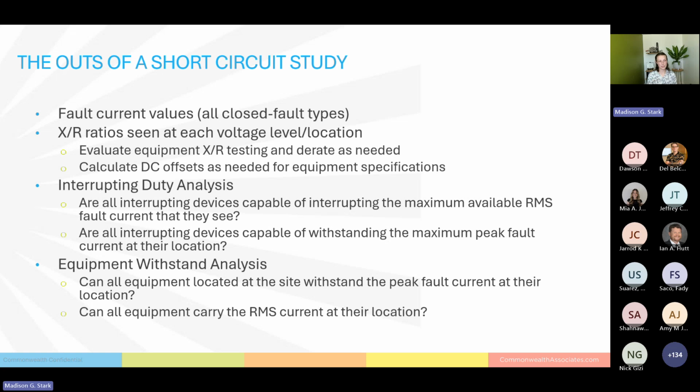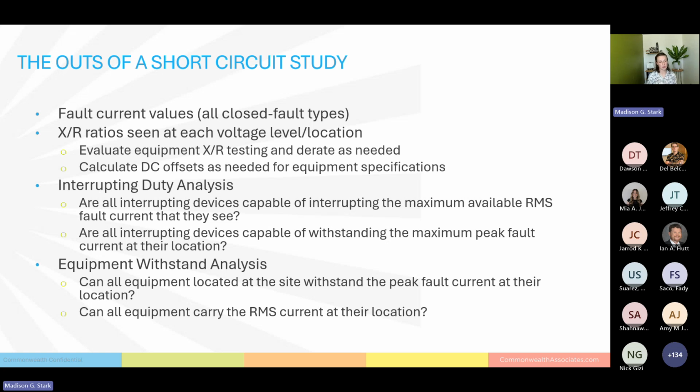You can also use X/R ratios to calculate DC offsets. Sometimes that's a specification that you can provide to manufacturers, that you're looking for a specific DC offset in your equipment, or that you're looking for them to test a specific X/R ratio that exceeds the normal testing specifications, and that's something you can get from manufacturers.